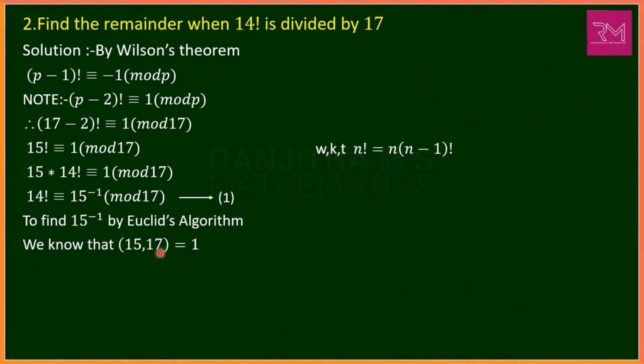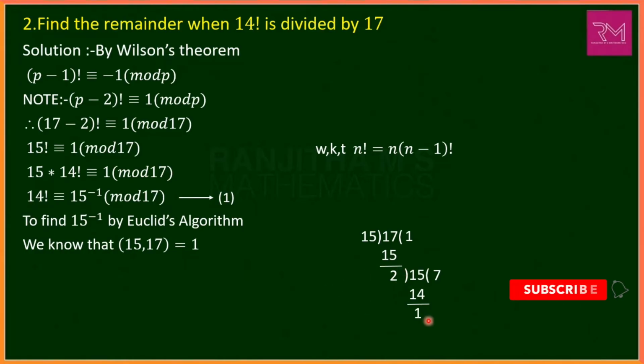Next step, we have to divide the greater value by the smaller value, that is, we have to divide 17 by 15. We know that 15 into 1 is 15. Therefore 17 minus 15 is 2, which is the remainder. Next step, we have to divide this 15 by 2. We get 2 into 7, which is 14. So 15 minus 14 is 1, which is the remainder.